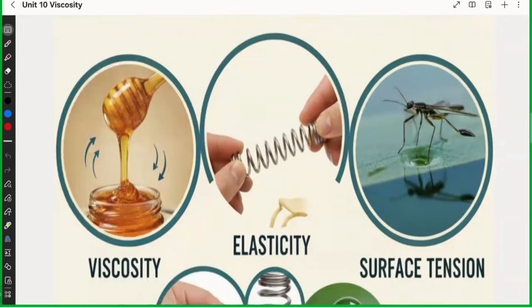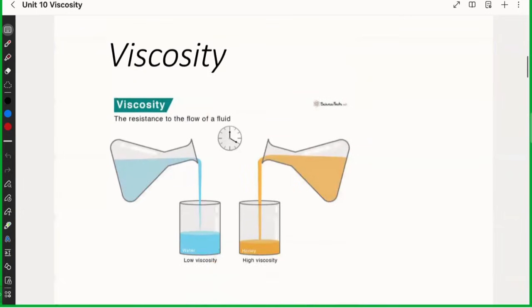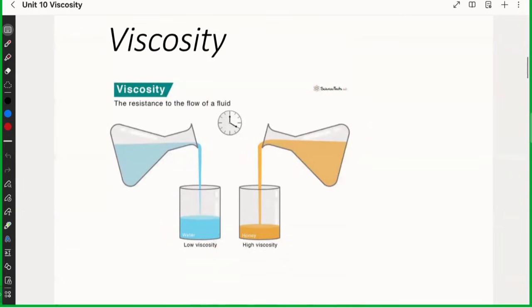So viscosity. Honey has a high viscosity value, and that is why it's difficult to pour. So it takes a greater amount of time to pour the honey, right? But water has a relatively low viscosity value. Therefore, it's easy to pour water, and it takes a lower amount of time to pour a particular amount of water.